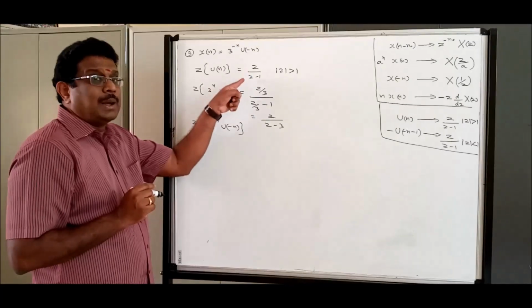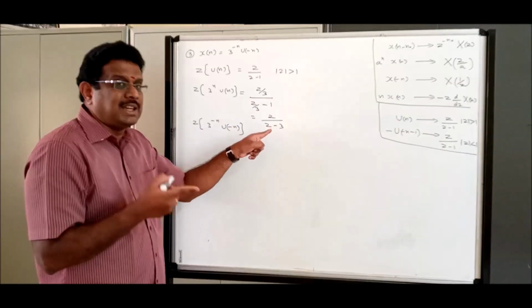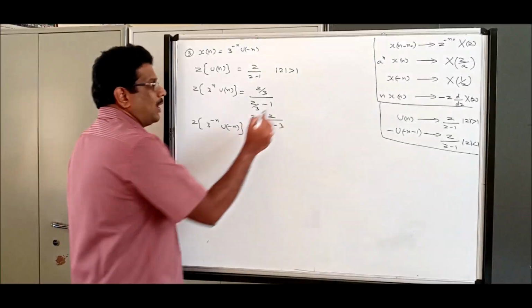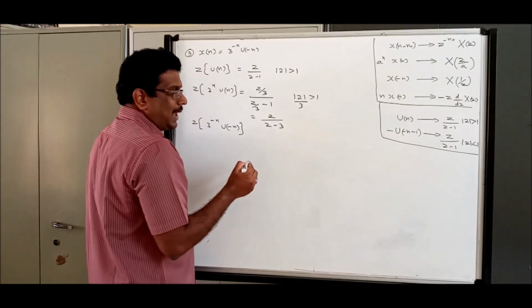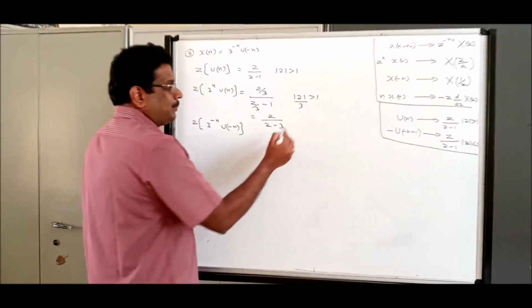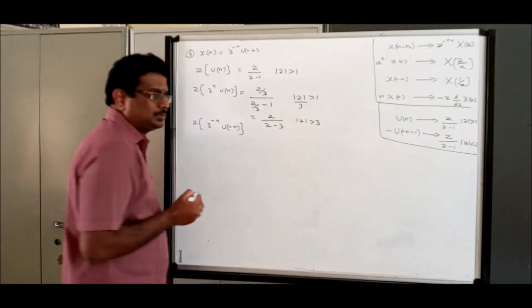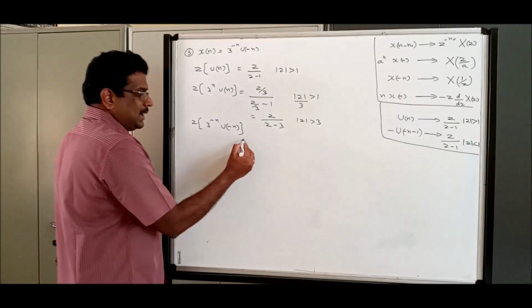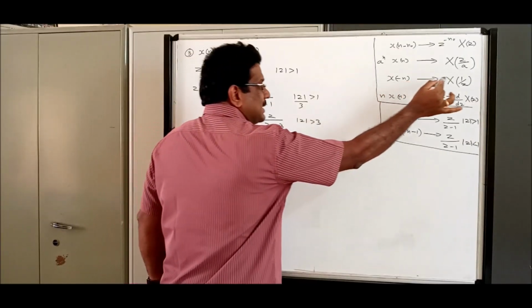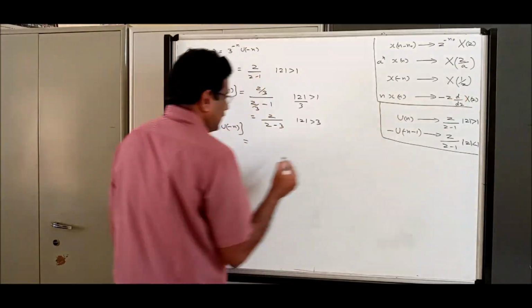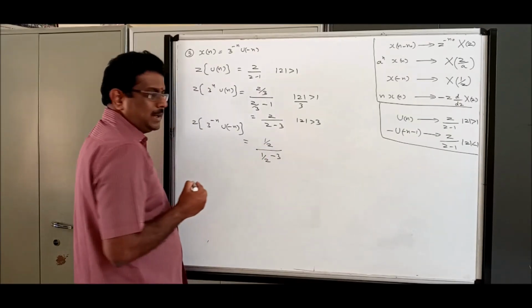u of n, z by z minus 1. 3 power n u of n, z by z minus 3. That much talent you should have. What about the ROC? Mod z greater than 1 divided by 3 as per the property. Mod z greater than 3. And what about here? This is the next critical problem. Wherever z appears, make it 1 by z. 1 by z minus 3.